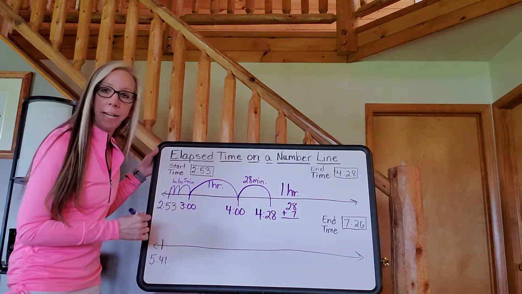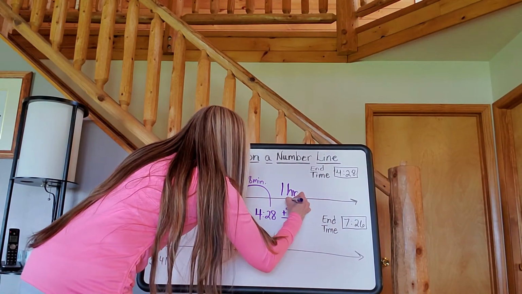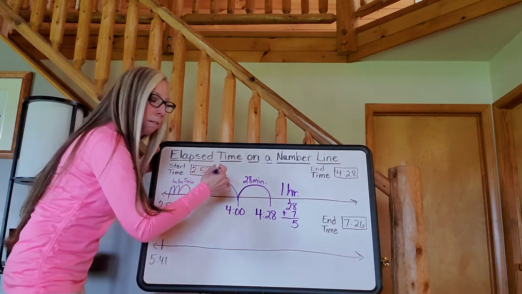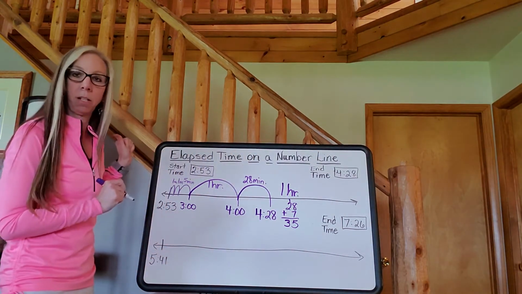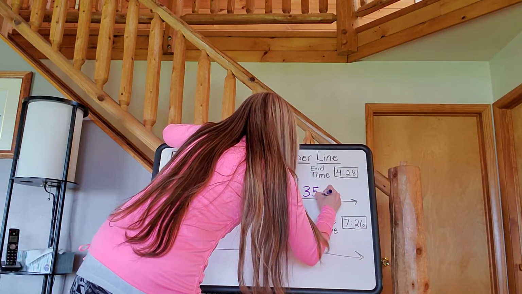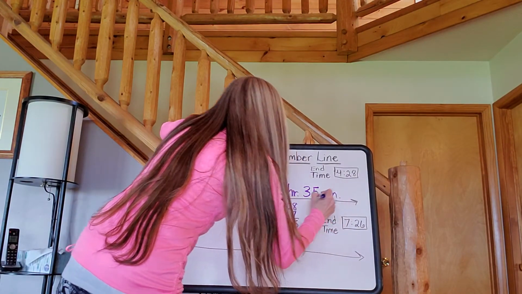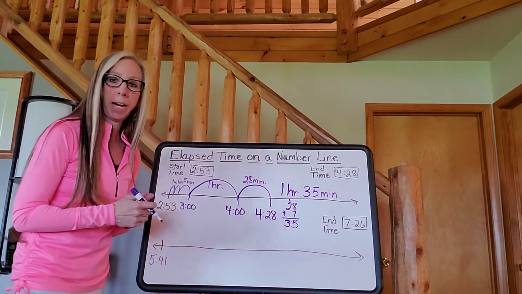So 7 plus 8 is 15. Put down the 5. Carry the 1. 2 plus 1 is 3. So 28 plus 7 is 35. So it took us 1 hour, 35 minutes to go from 2:53 to 4:28.